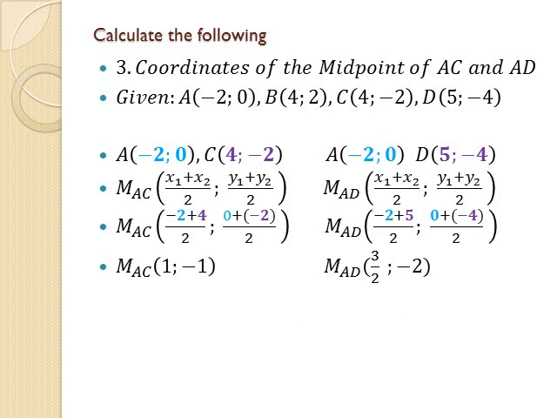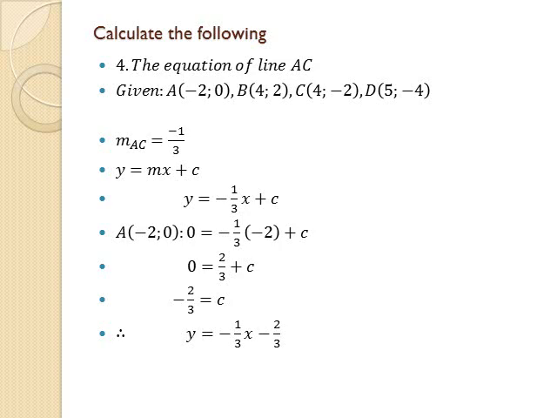We are now going to be working out equations. Calculate the equation of line AC. First we need the gradient of the line. In the previous slide, we got the gradient of AC as minus 1 over 3. For a straight line, the general equation reads y equals mx plus c. My m is negative 1 over 3, so y equals negative 1 over 3 x plus c.